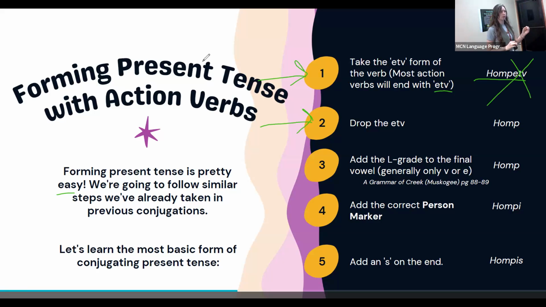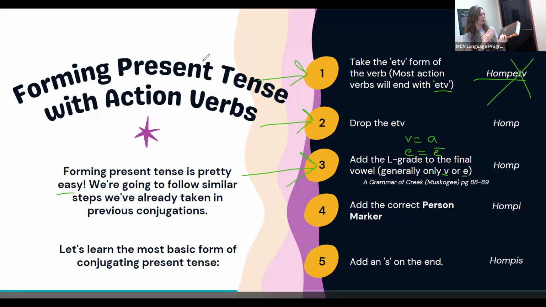This is going to be the hardest part. This guy, number 3. Add the L grade to the final vowel. Now, what the heck does that mean, right? Don't worry, okay? Really, for simplicity, think of just really V and just really short E. V is going to become an ah, I becomes E. Those are the most important ones. If you want to really look into what L grade means, what all the things are that can happen, I wrote down in this guide, if you have it, A Grammar of Mvskoke, Creek, by Jack Martin.